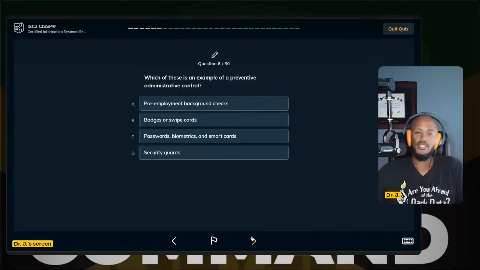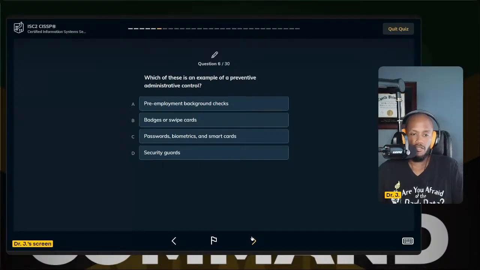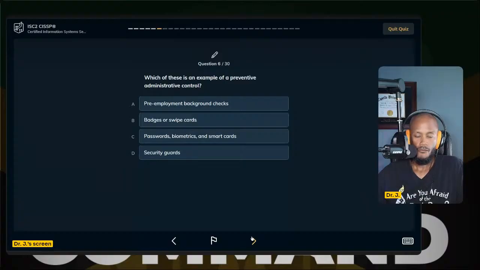All right, which of these is an example of a preventive administrative control? I want to say pre-employment because it hits both wickets, admin and preventive. Yeah, you're preventing. Say this is a criminal. Oh no, we shouldn't hire this criminal, and we prevent them from stealing our secrets.